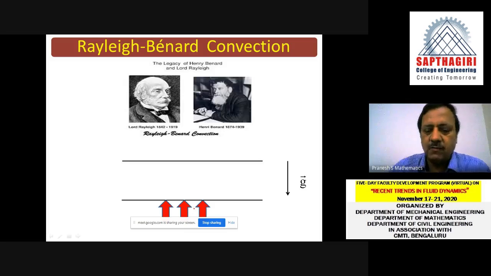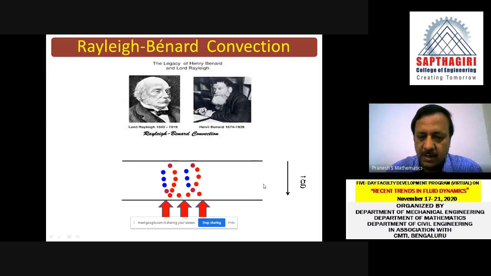When we heat the fluid from below, the convection will not start immediately because the temperature difference between the lower and upper plate is not strong enough to overcome the viscosity and thermal conductivity of the fluid. As we keep heating the fluid, at one particular temperature difference between the upper and lower plate, the convection sets in. And what is the physical mechanism for this convection?